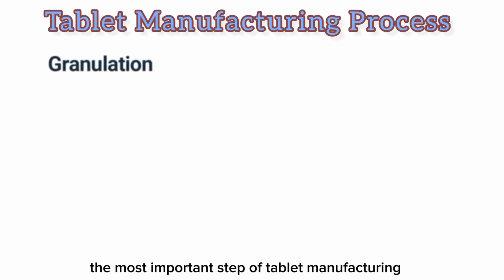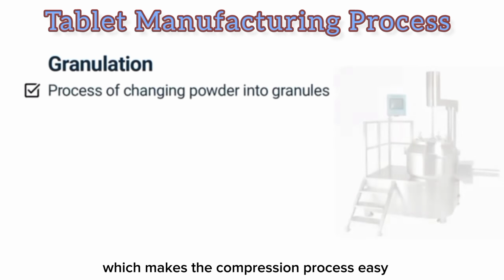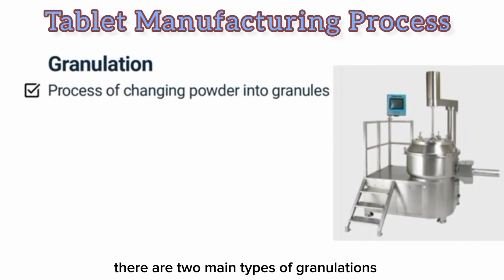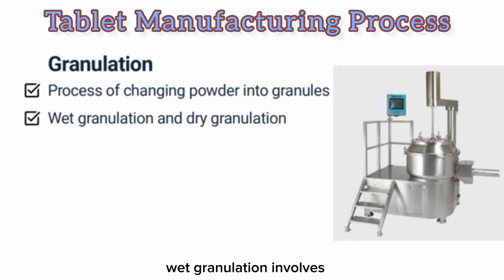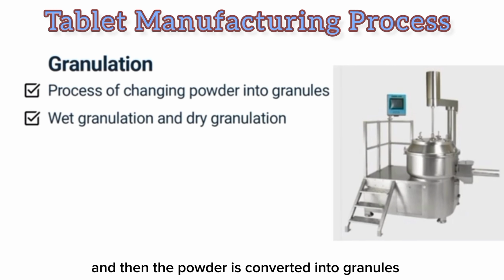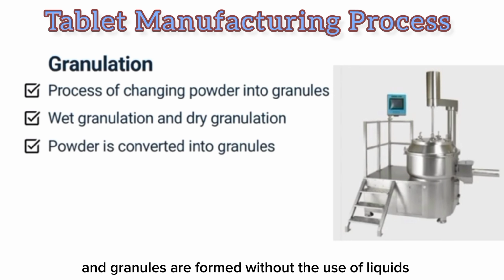Granulation is the most important step of tablet manufacturing. It is the process of changing powder into granules. Granulation improves the flow of the material, which makes the compression process easy. There are two main types of granulations, one is wet granulation and the other is dry granulation. As the name shows, wet granulation involves the addition of a liquid to the powder, and then the powder is converted into granules. While in dry granulation no liquid is used and granules are formed without the use of liquids.